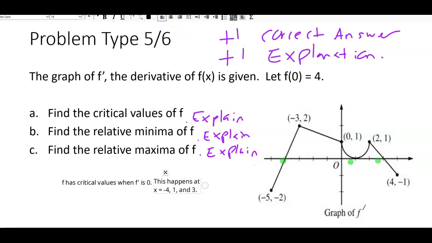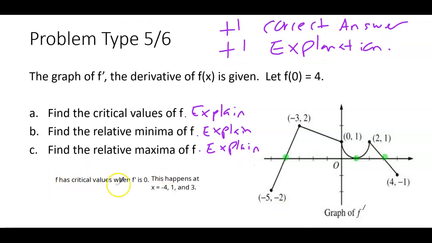Now, I'm not going to do the next part. The next part says f has critical values when f prime is undefined. And the reason I'm going to skip that is because this function is never undefined. It exists everywhere on the interval from -5 to 4. There's no holes or gaps or jumps or anything weird like that going on. So this would be the answer to part A here. So once again, you would get a point for your answer and a point for your explanation.